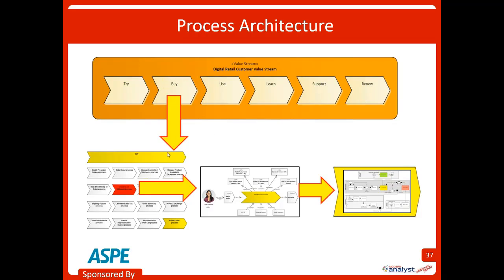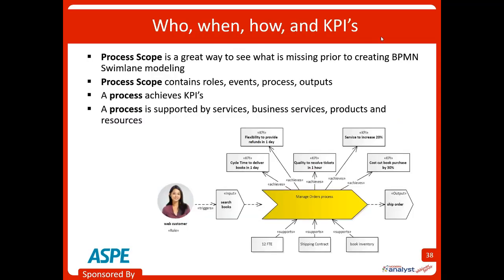In one of the value chains, buy, we have a catalog of business processes. For each business process, we have a process scope, which has been around for centuries. It just evolves its name. And for every process scope, we'll have one BPMN swim lane: who, when, and how, and KPIs. This is putting a few dimensions together. Process scope is a great way to see who is missing, what is missing.